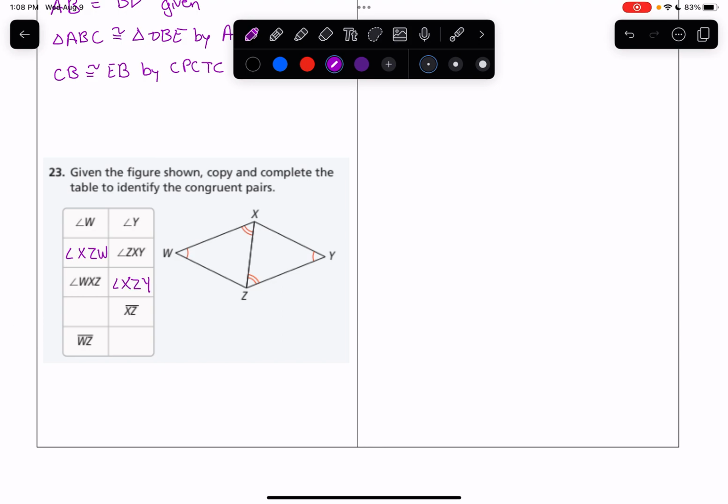Then we've got side XZ, which is in the middle. It's congruent to itself because of the reflexive property, so that would be side XZ or ZX, it doesn't matter. And finally, WZ is the side with 1 arc, and XY is the side with 1 arc, so it's congruent to XY. And there you go.